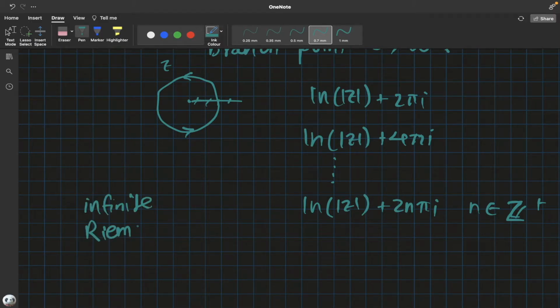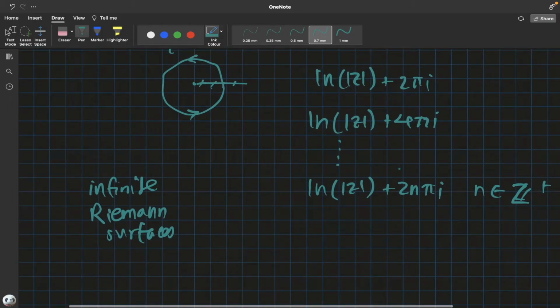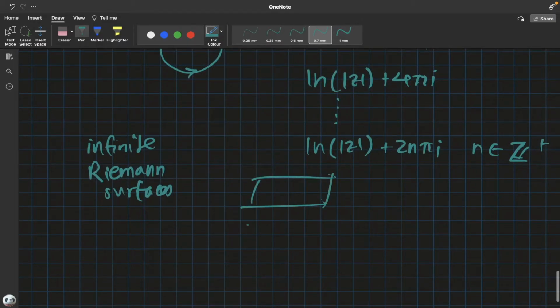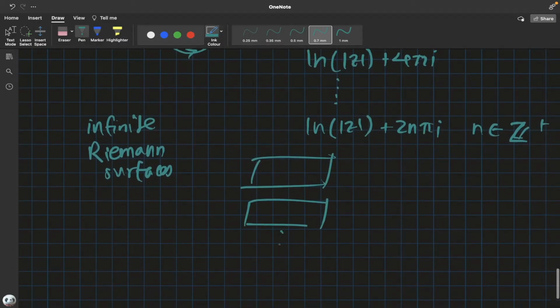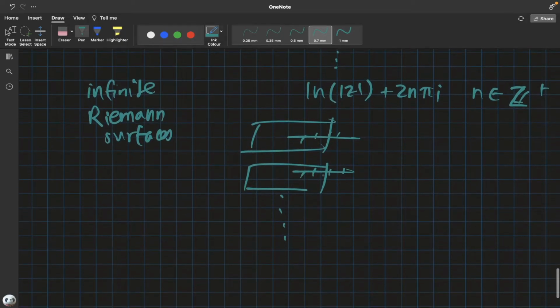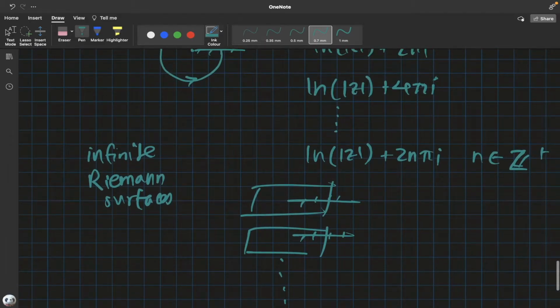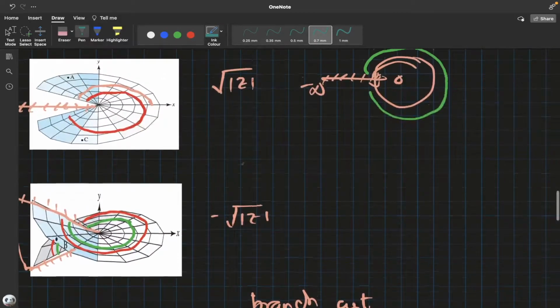So there's infinite Riemann surfaces because there's infinite branches for this. All of these are distinct values, right? These are not the same because they differ by the additive factor of 2 pi i. So there's infinite Riemann surfaces like this, and you won't really get back to where we started unless you reverse the rotation. But again, that doesn't count. We weren't reversing the rotation for the square root or the cube root.